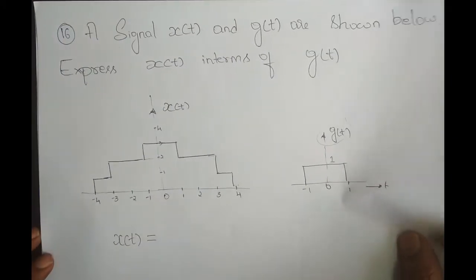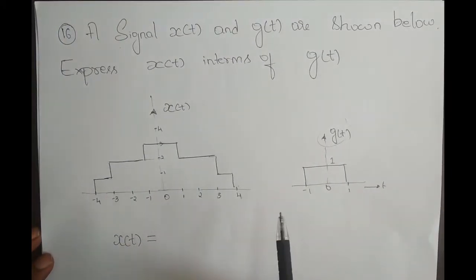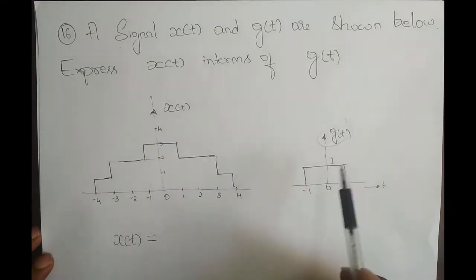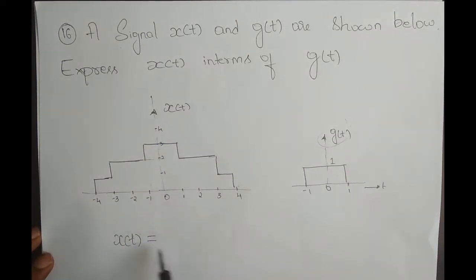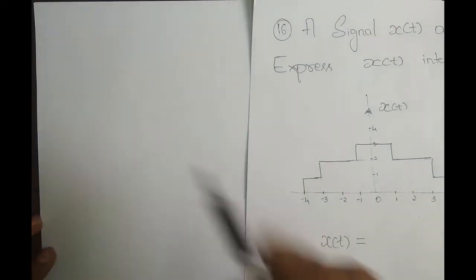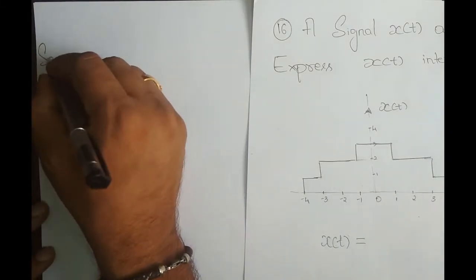So what is our aim here? Our aim here is to express x of t, the signal, on the left hand side in terms of g of t. On the right hand side, whatever you put in terms of a mathematical equation has to be in terms of g of t. Now, this x of t is a sum of three signals, right? Let me write those three individual signals here.